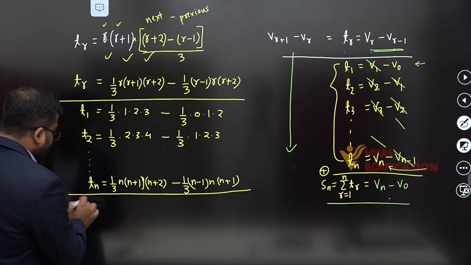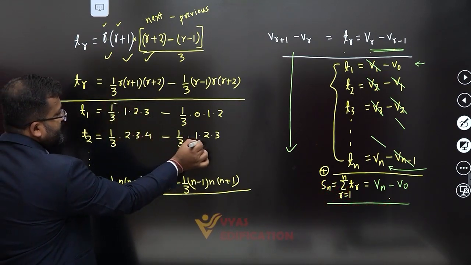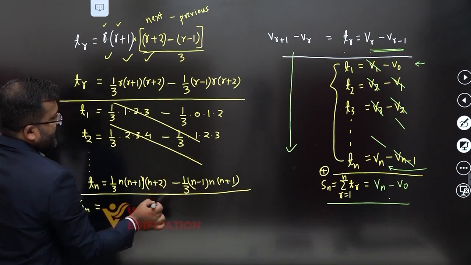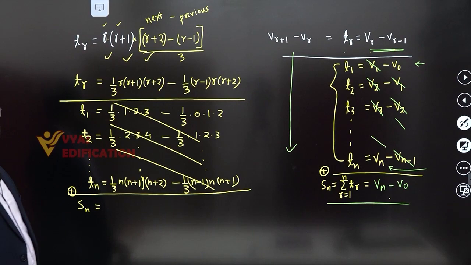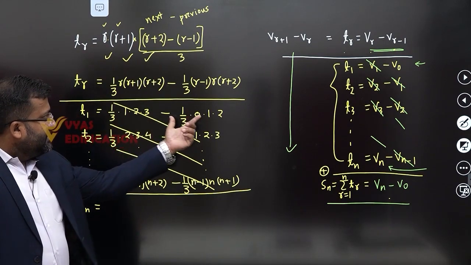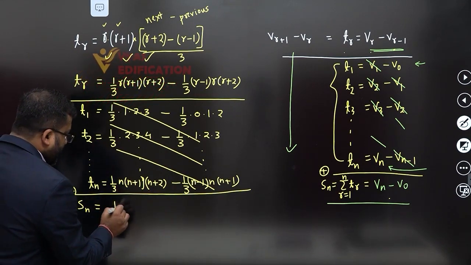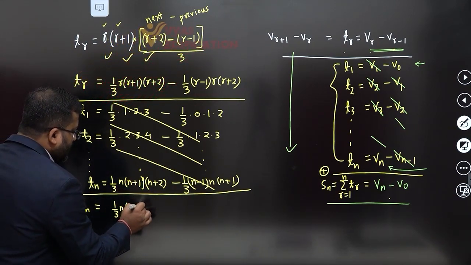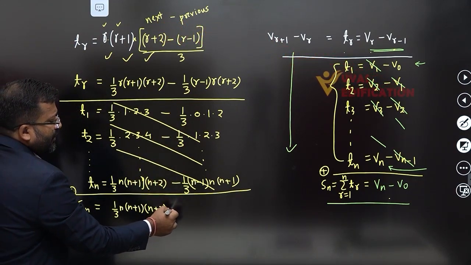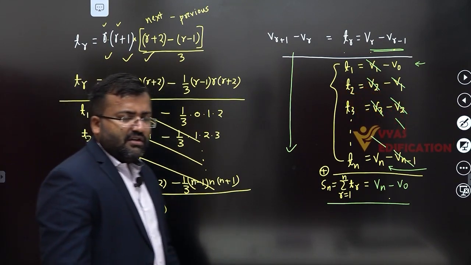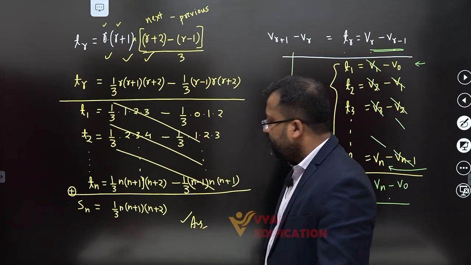And now if I add, Sn will be equal to adding all of these. I see this gets cancelled. This will get cancelled with some term over here. And this here will get cancelled with some term over here. From the first term, this remains. So, from the last term, this will remain. And what we'll get is 1 by 3 times n plus 1, n plus 2. This is actually 0. Don't you see that? Yes. So, is that the final summation? Yes, this is the final summation. And that's the answer for this question.